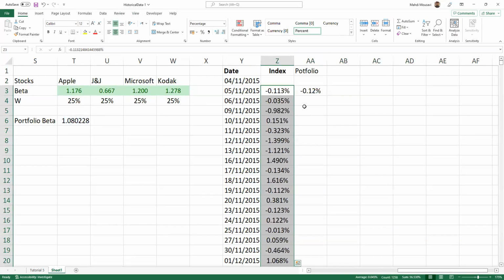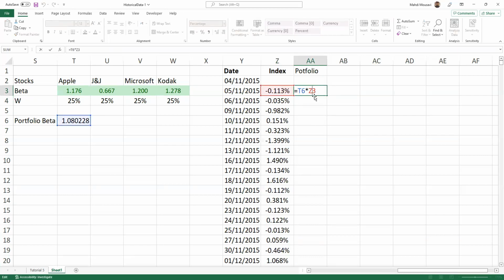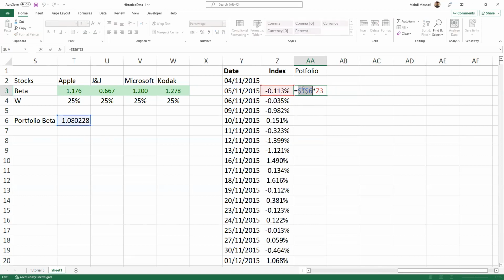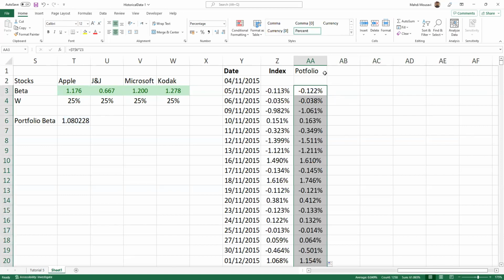All right. So we have got the beta of the portfolio times the daily return of the index. I'm going to fix the beta of the portfolio because it's not going to change. And then we can simply copy paste down. So this is the daily change or daily return of the portfolio, taking into account the systematic risk of our portfolio compared to the market.